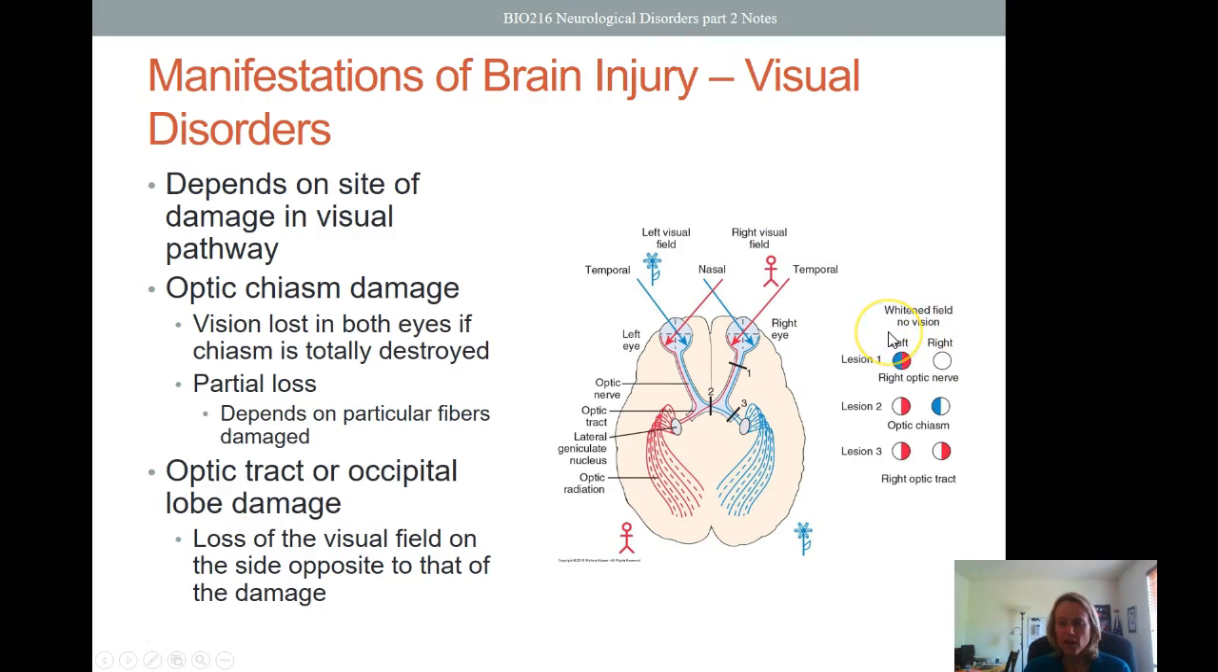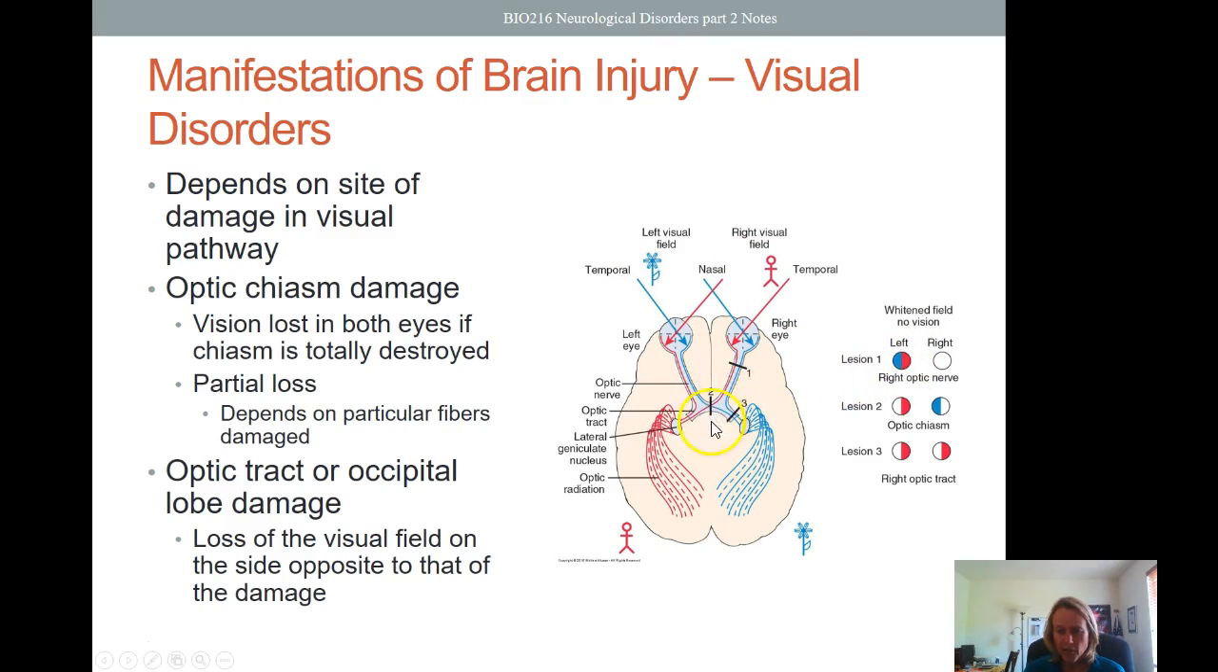This here describes no vision, illustrated in white, with different lesions. So let's take a look at this. If we had damage here to the right optic nerve coming out of the eye, then we would lose all sight from that right eye. The left eye, though, would give us information about both the left visual field, shown in blue, and the right visual field, shown in red.